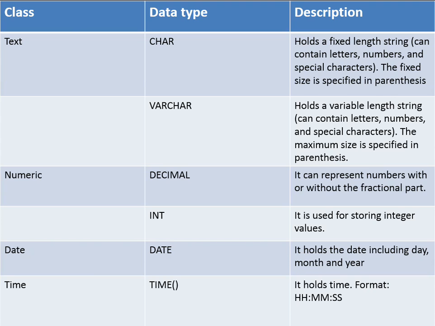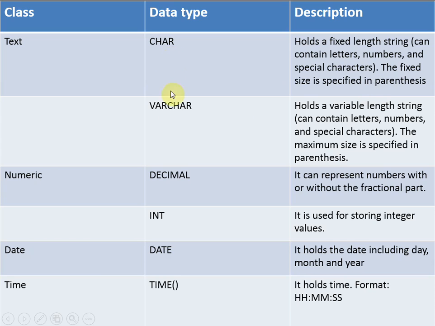In this table you will see the first column class, second data type and third description. In the class text, the data type will be CHAR, for character. It holds a fixed length string, and can contain letters, numbers and special characters. The fixed size is specified in parentheses. You are going to type the fixed size in the parentheses, meaning the brackets.